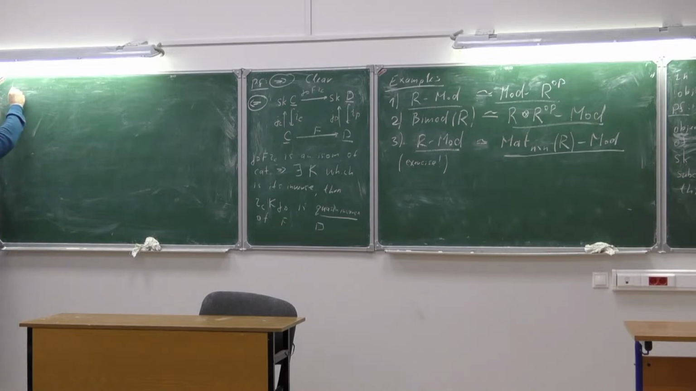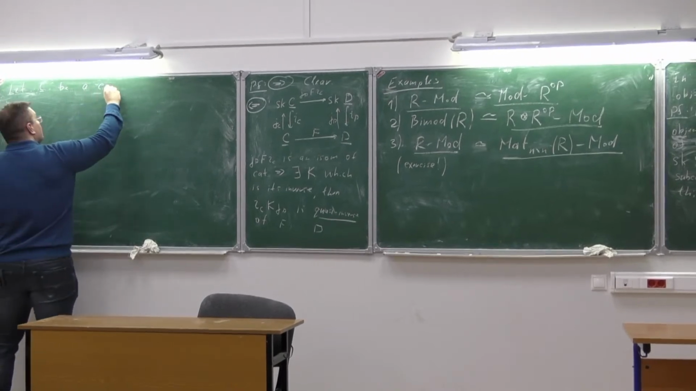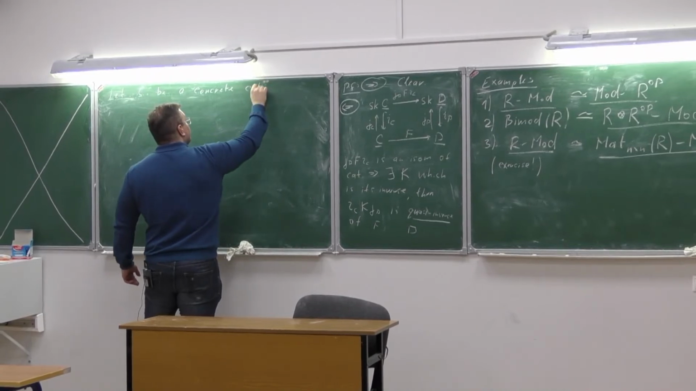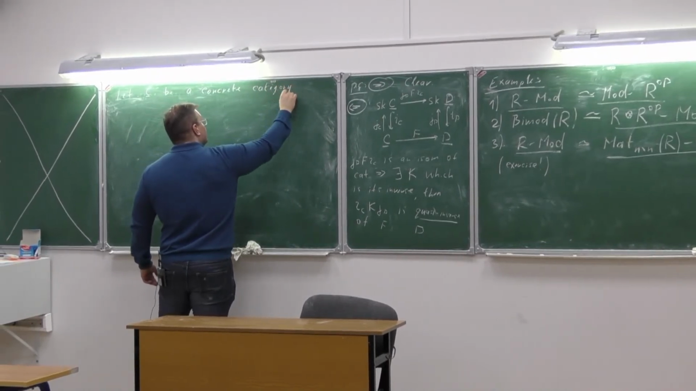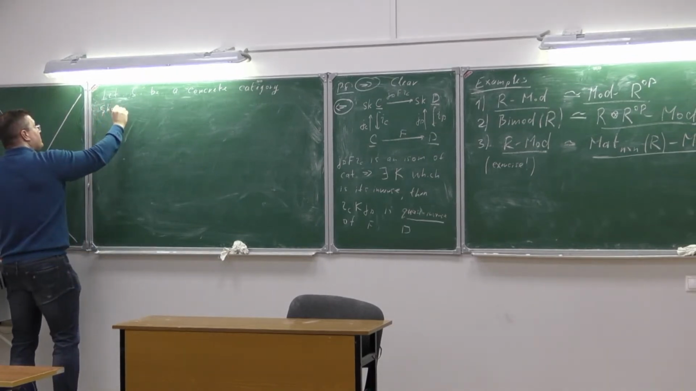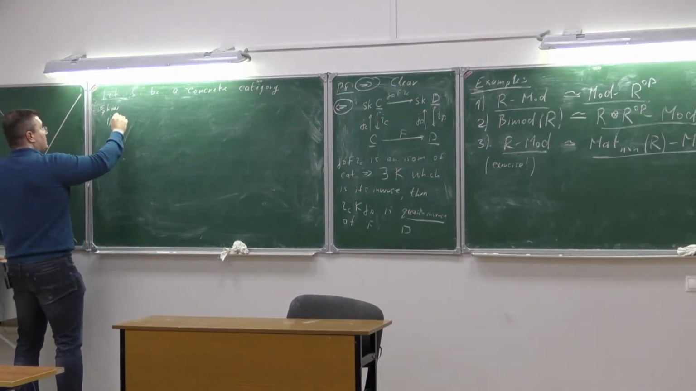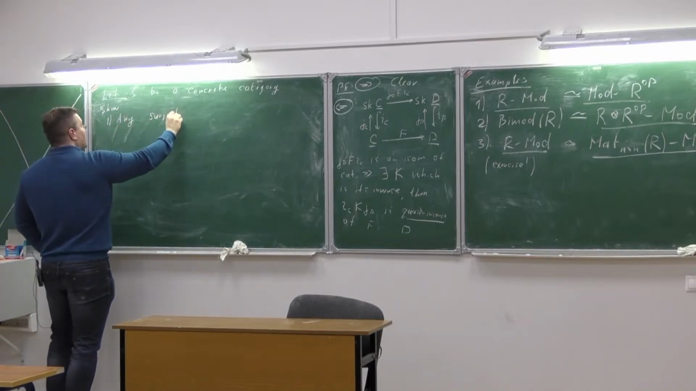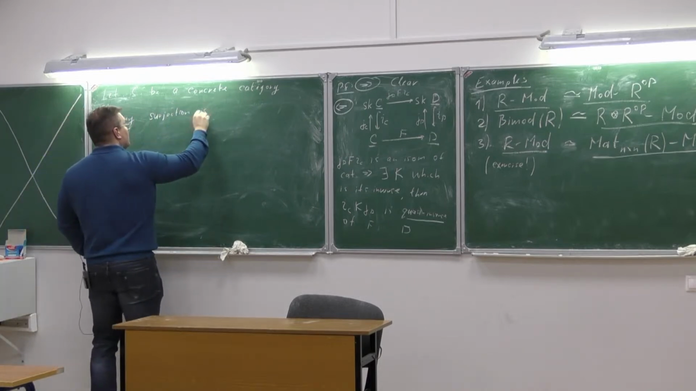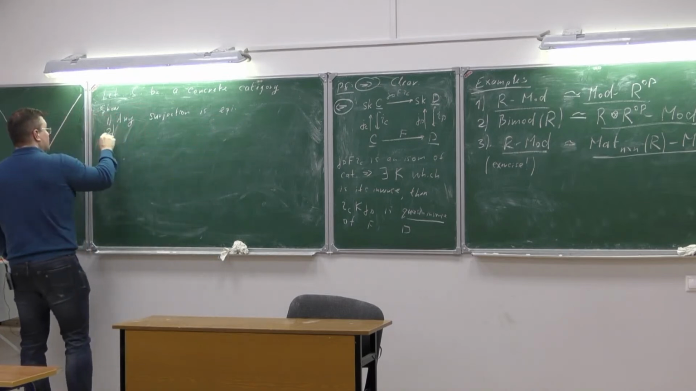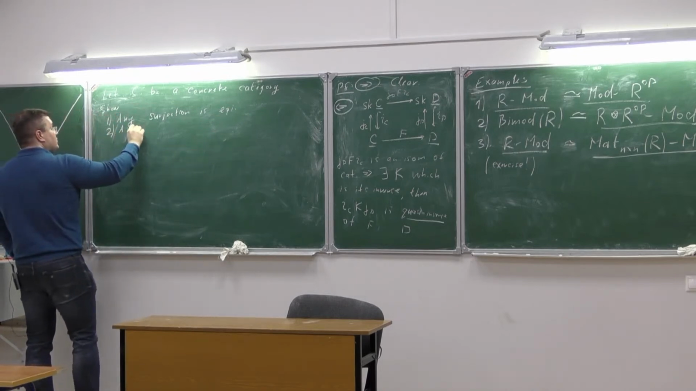So let C be a concrete category. Show the following two general observations. So first one is that any surjection is epi, and of course the corresponding statement for the injections. So any injection is mono.